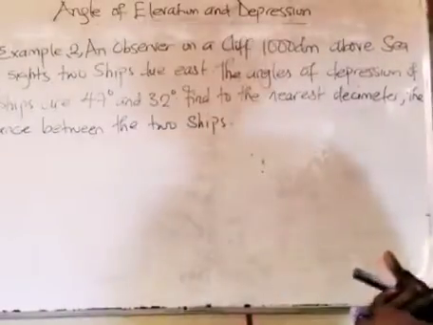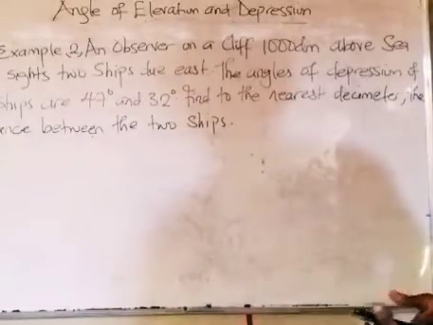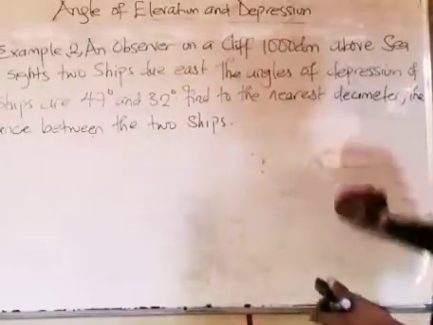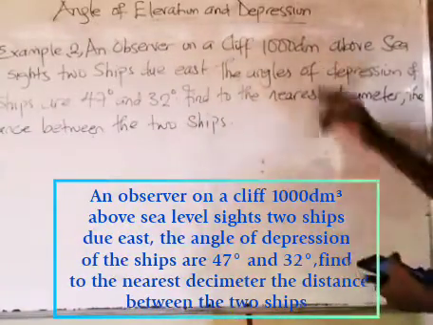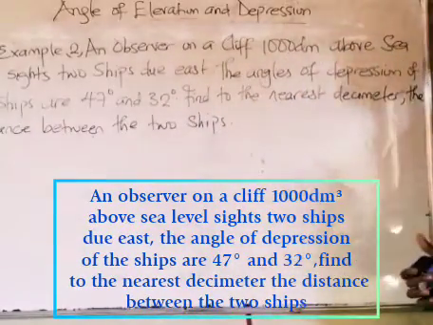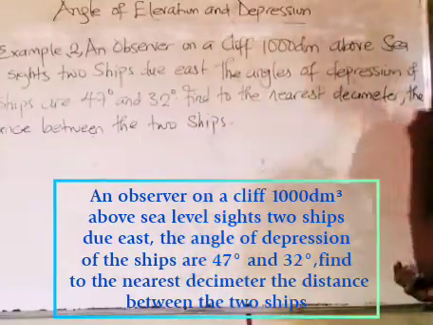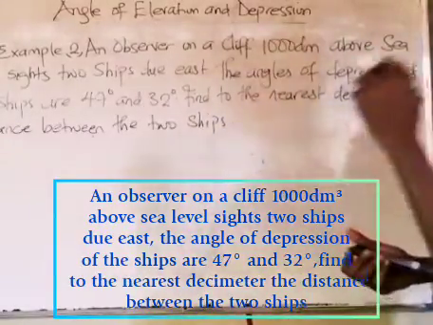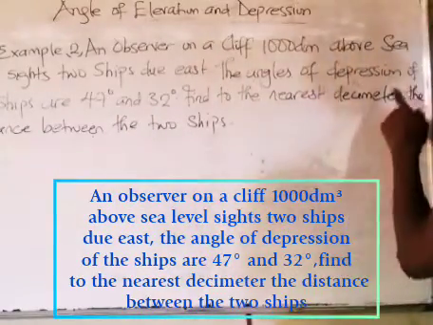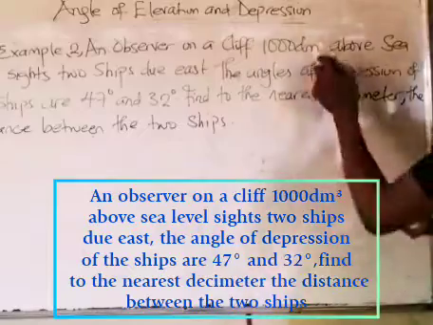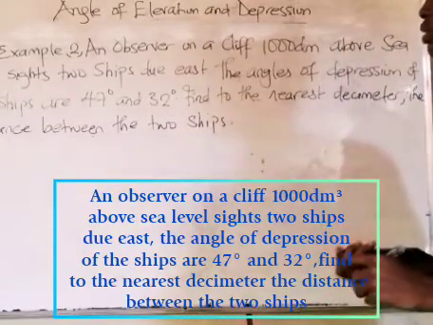Now we have the second example we want to solve, the second question. And this time around is going to be on angles of depression. It says an observer on a cliff 1000 dm above sea level sights two ships due east. The angles of depression of the ships are 47 degrees and 32 degrees. Find to the nearest decimeter the distance between the two ships.